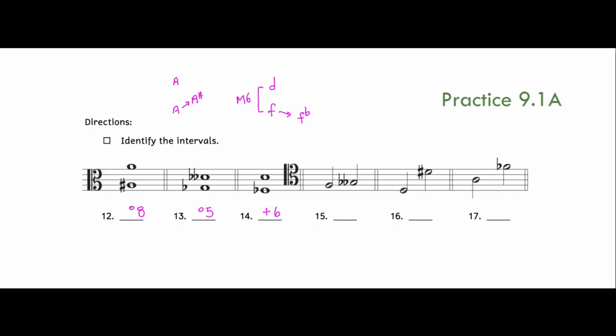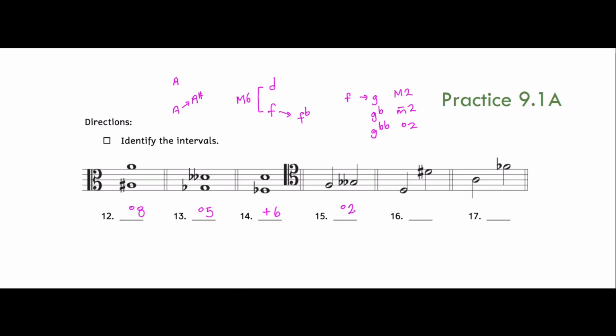Okay, now we're switching over to tenor clef. We have an F and a G double flat, so we can break this down. We know that F to G is a whole step or a major second, so F to G flat is a half step or a minor second. That makes F to G double flat a diminished second.